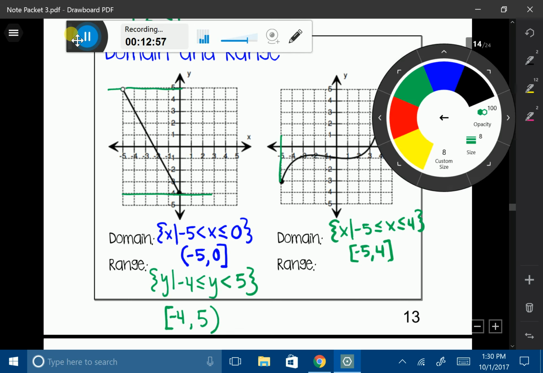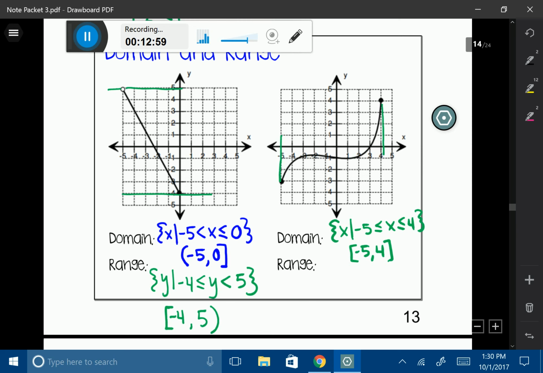And if I jump over to my range real quick, I can see that my highest range value is going to be 4, and then my lowest range value is going to be -3. So I'm going to say y such that -3 is less than or equal to y, which is less than or equal to 4. My interval notation will be bracket, -3, comma, 4, ending with a bracket.